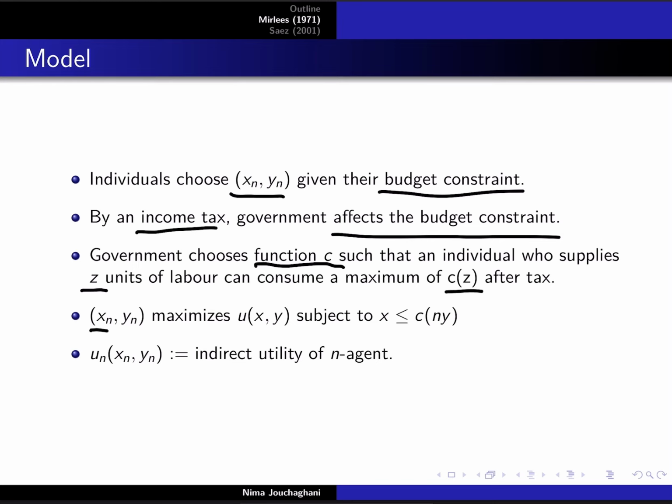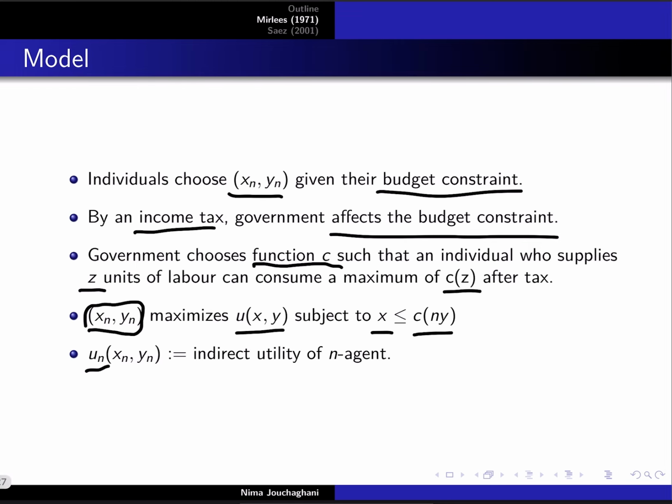So this bundle xn is maximizing utility subject to the constraint that the individual can only consume a maximum of what is left for him after the tax is applied to his labor supply. And by UN, we denote the indirect utility of the N agent. If we solve the optimization problem and plug the optimal solutions back into the utility function, we get the indirect utility function, and this only depends on the exogenous parameters of the model.